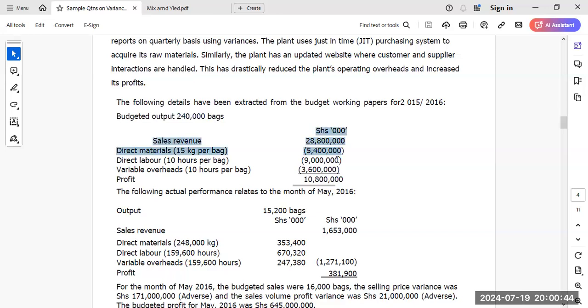This figure you have here is the overall total direct material. But if you want to know the direct material price per bag, you get this one divided by the number of bags. This one divided by the number of bags. That's how you can get cost per bag.